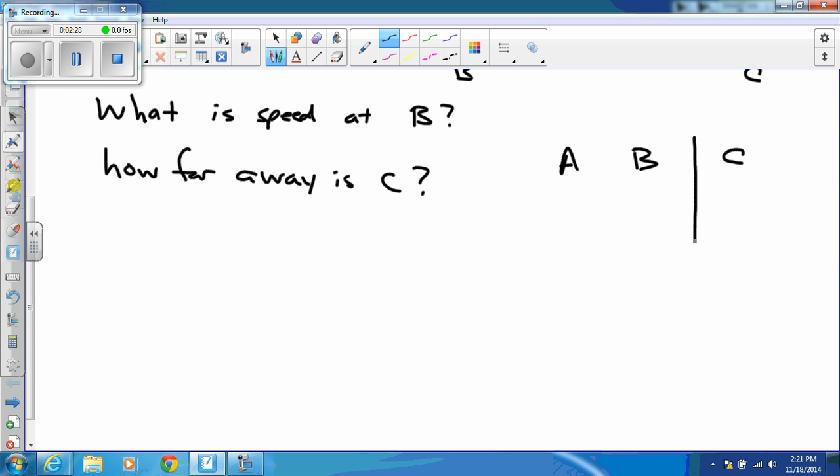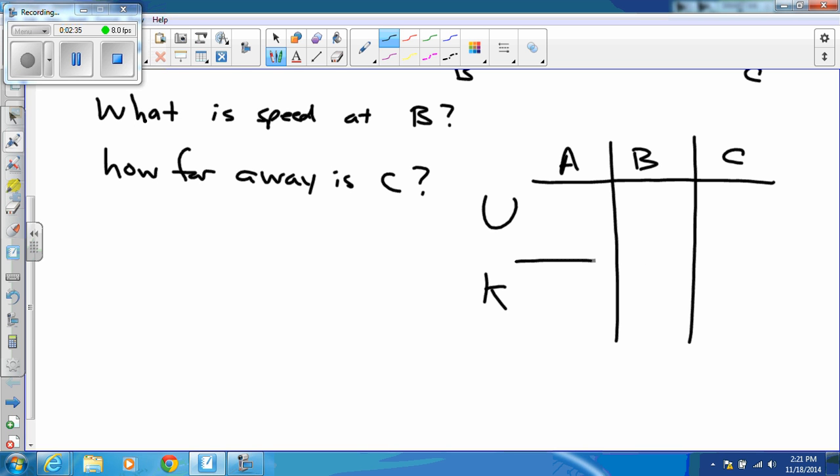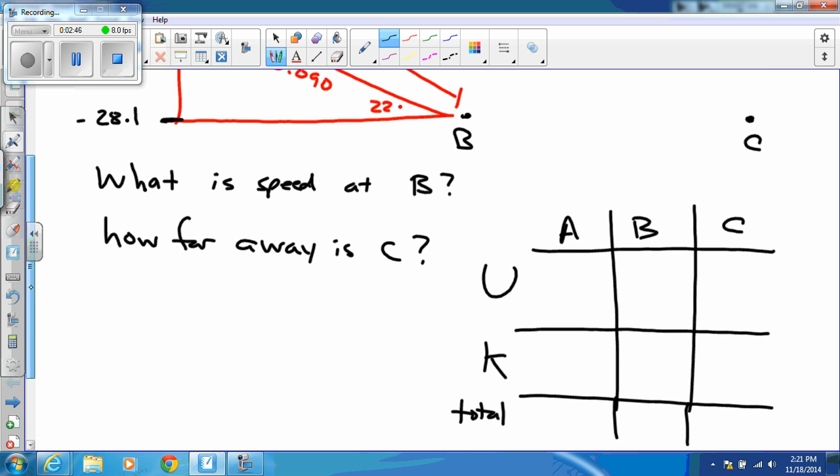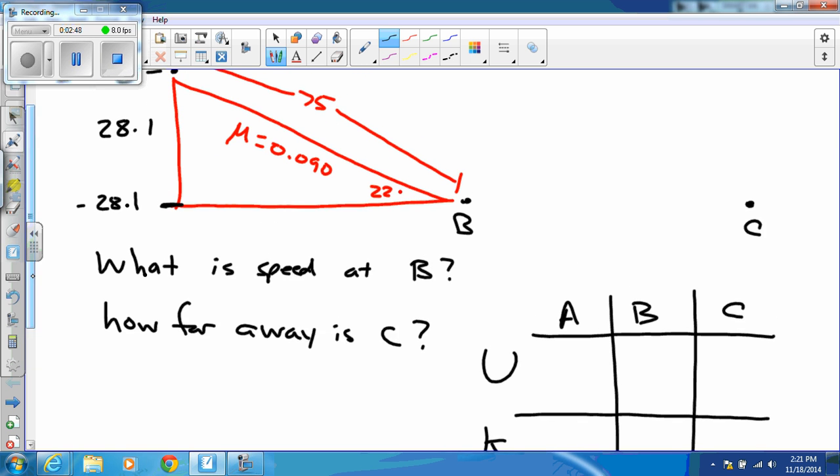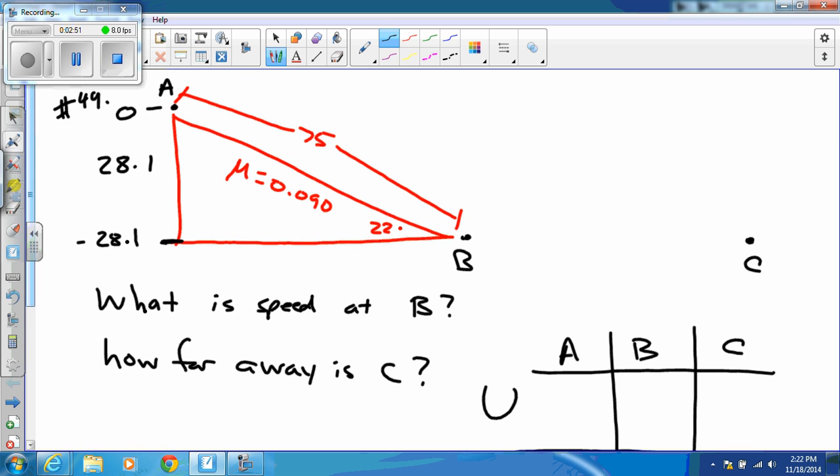We're going to do the table at each point. Wait, C is negative 28.1. Yep. And then we're going to total it up. Okay, give me potential energy and kinetic energy at point A. 0 potential. Good. 0 potential energy. MGH, and H is the coordinate that we've marked. That's why we marked those coordinates.